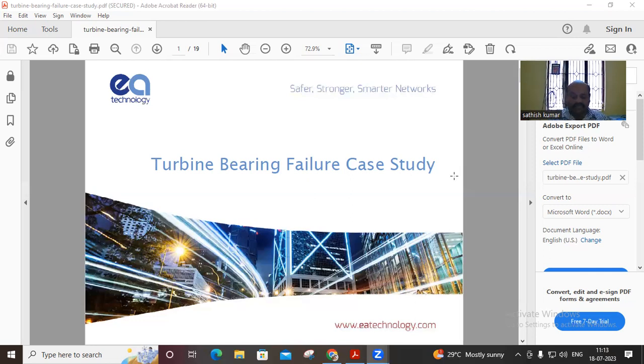So a very old company that is a pioneer in production of all the mechanical elements for windmills, in particular as a groundbreaking research and development organization serving the electrical industry. So this is a small introduction about EA Technology that is headquartered in UK. And let us go into the topic of turbine bearing failure case study.